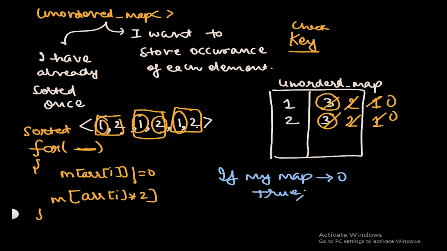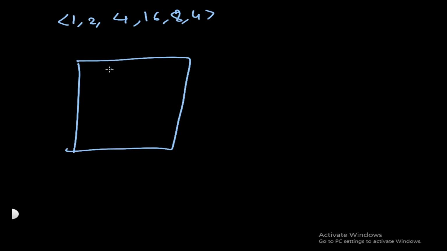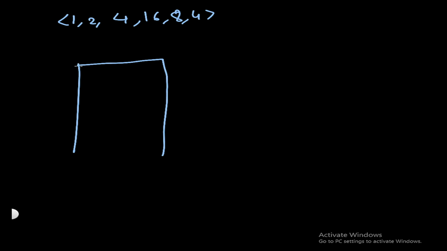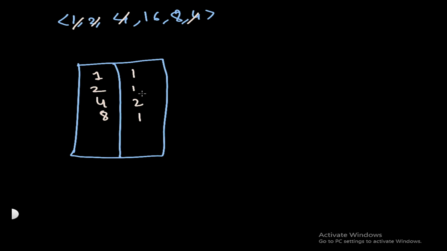But let me take an example in which it is not 0. The example would be this one: 1, 2, 4, 16, 8 and 4. Let's try to build a map first. The frequency of 1 would be 1, the frequency of 2 would be 1, the frequency of 4 would be 2, the frequency of 8 would be 1, and the frequency of 16 would be 1. The sorted array would be 1, 2, 4, 4, 8, 16.